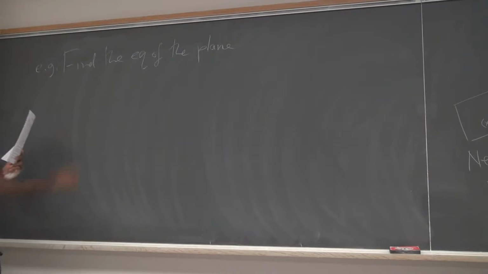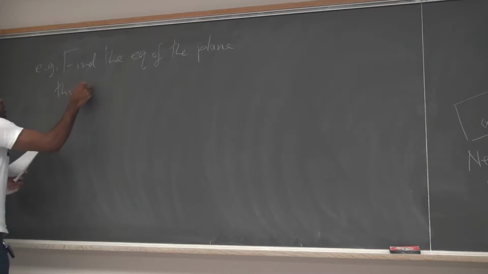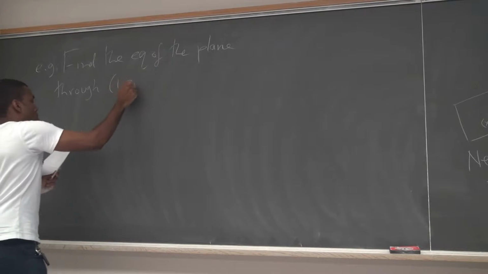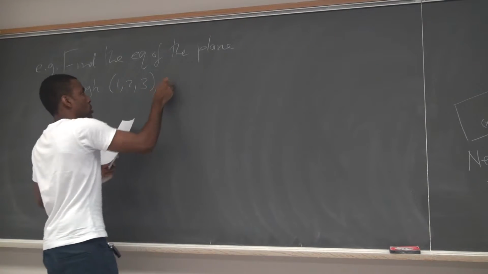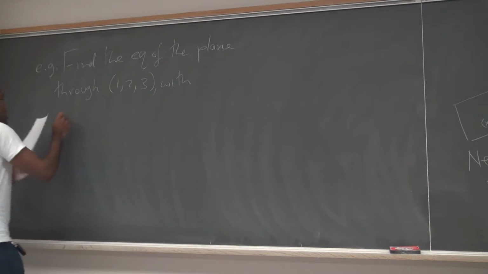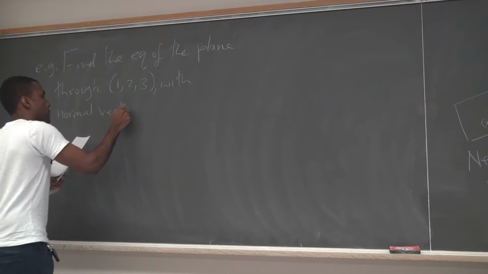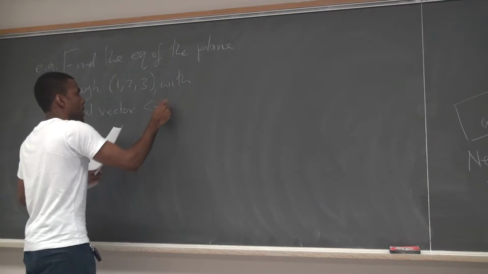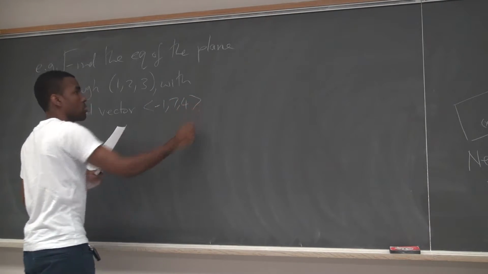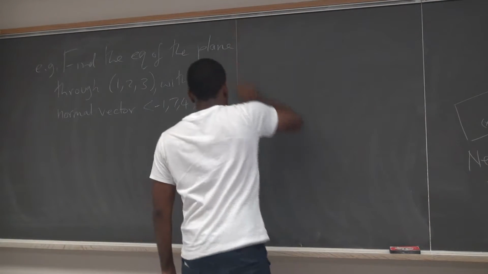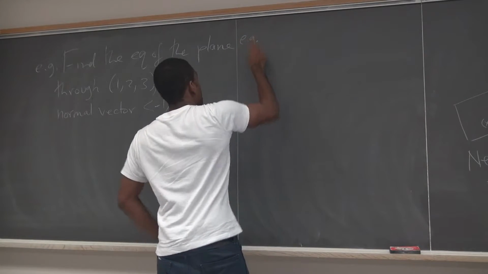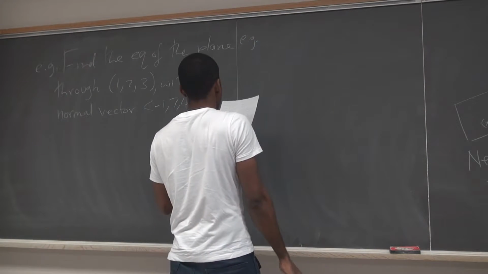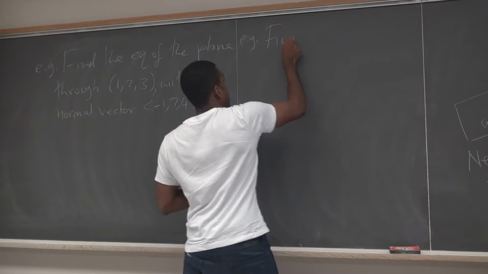Start out simple. Find the equation of the plane that passes through the point (1, 2, 3) with normal vector (-1, 7, 4).